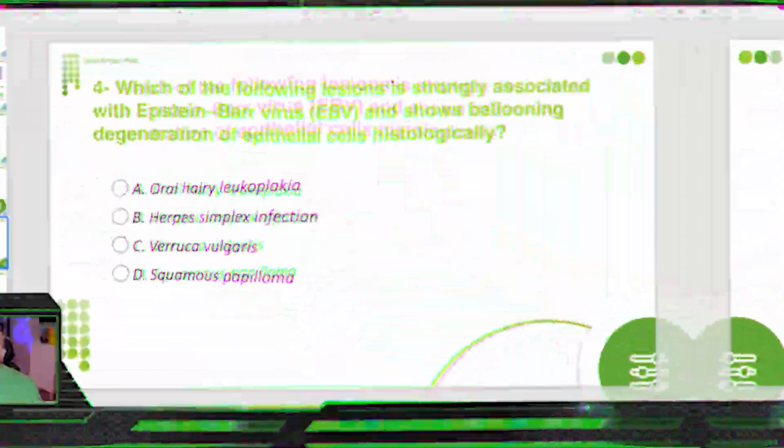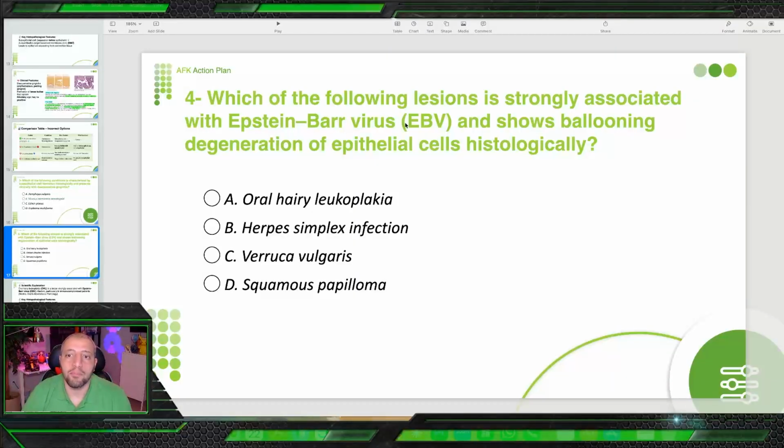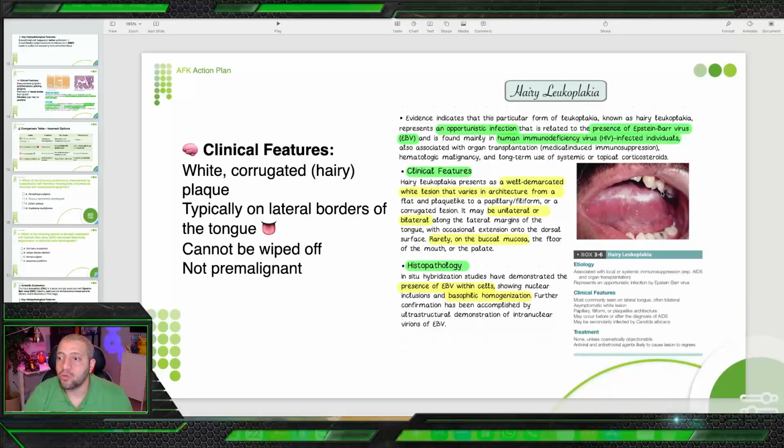Next question. Which of the following lesions is strongly associated with Epstein-Barr virus and shows ballooning degeneration of epithelial cells histologically? Oral hairy leukoplakia, herpes simplex, verruca vulgaris, or squamous papilloma. This is a classical clinical presentation of oral hairy leukoplakia. So this is how it looks. Most likely it happens in an immunocompromised patient. An immunocompromised patient might be an HIV infected patient, or a patient who has had an organ transplant, so he's taking medication to control his immunity, so as not to end up with rejection of this organ.